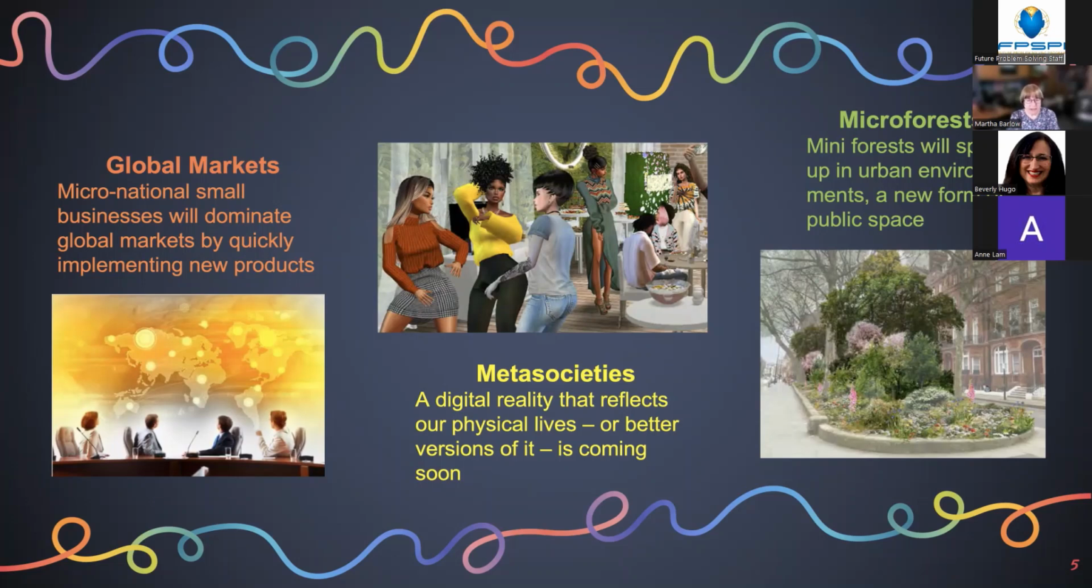Meta societies: a digital reality that reflects our physical lives, or better versions of it, is coming soon. And I've actually seen this kind of coming through in some scenarios from our kids. Microforests: mini forests will spring up in urban environments, so that would be a new form of public space. These were some of the predictions from the 2022 and 2023 things about the future.